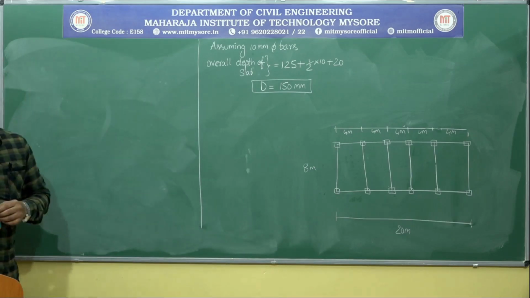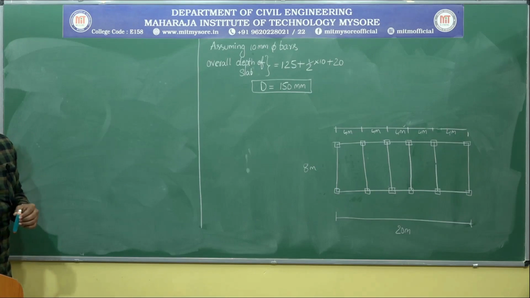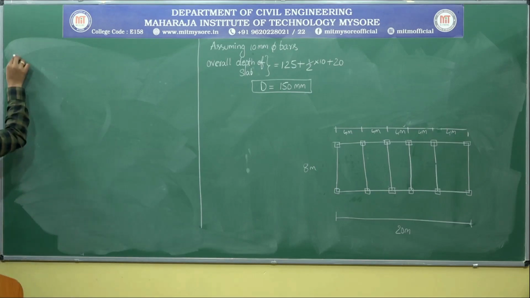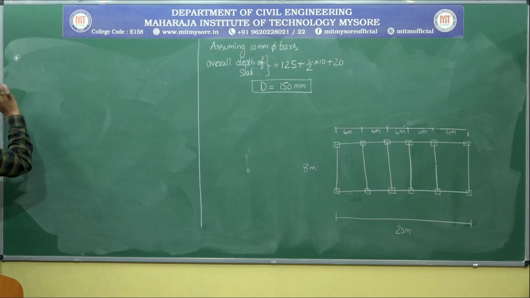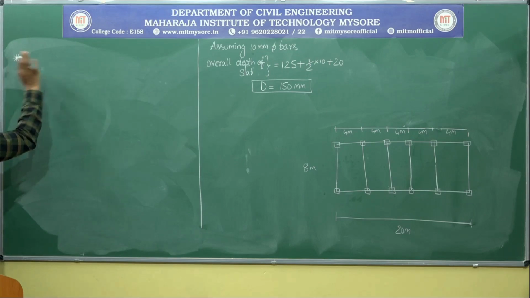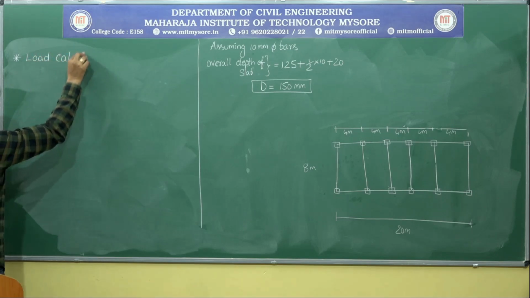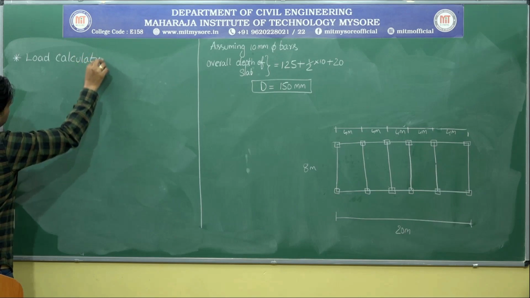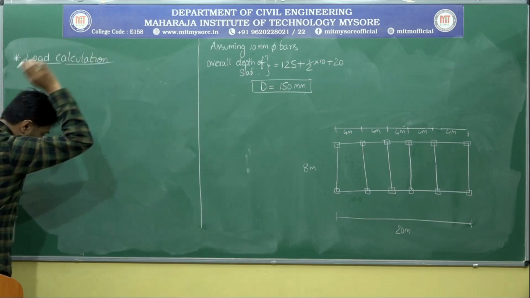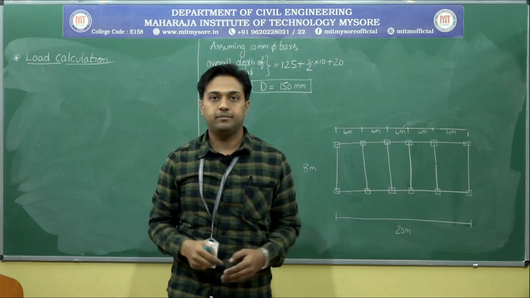So now let me go with the load calculations. Under the second step, which one is that? Design of one-way continuous slab. So I will be going with the load calculation. I want you people to think.